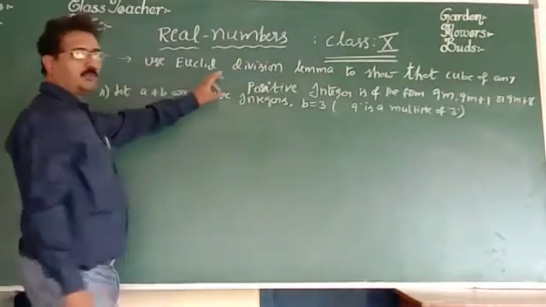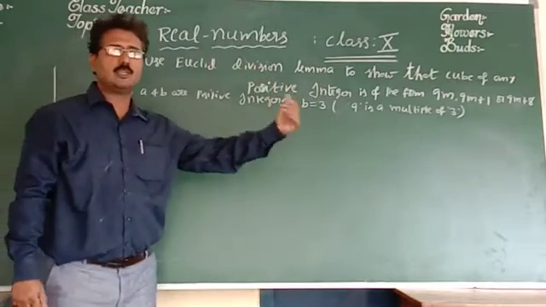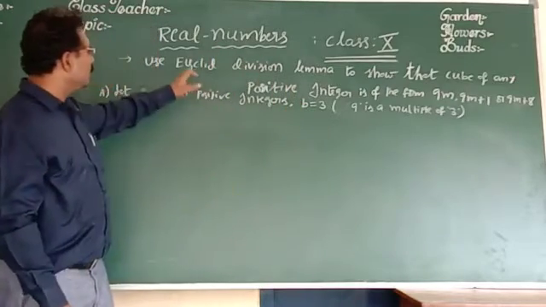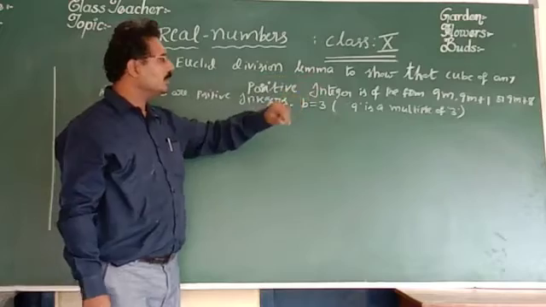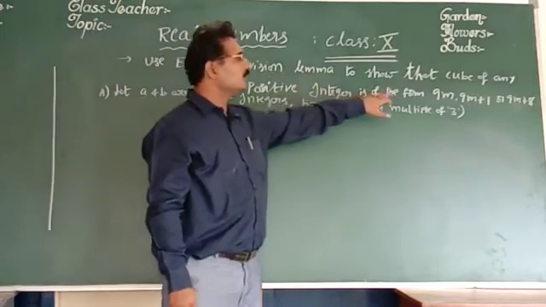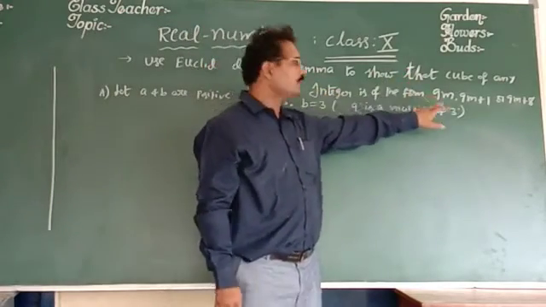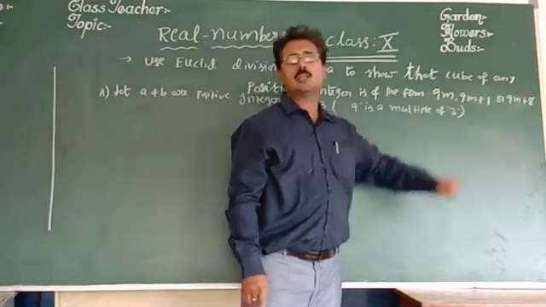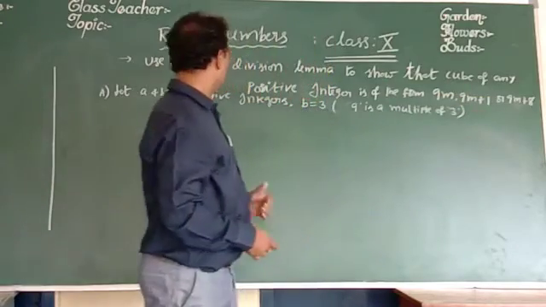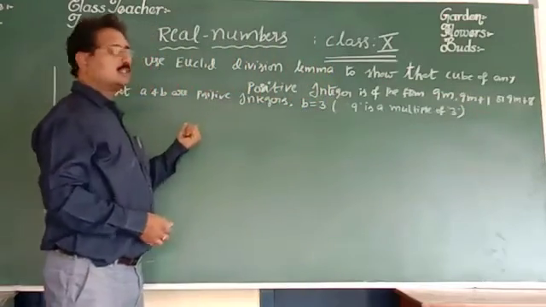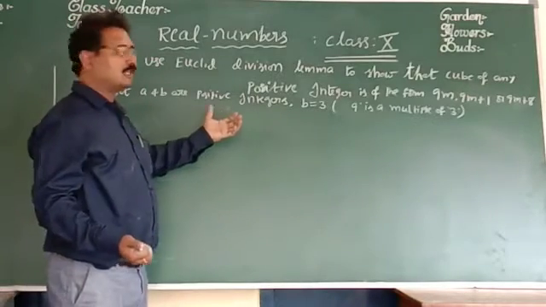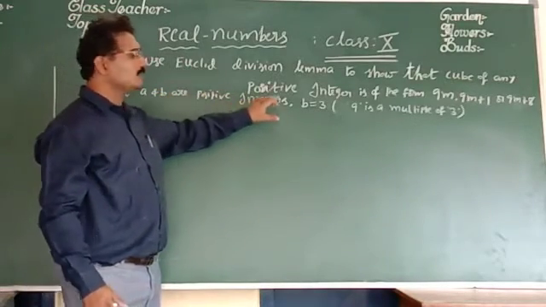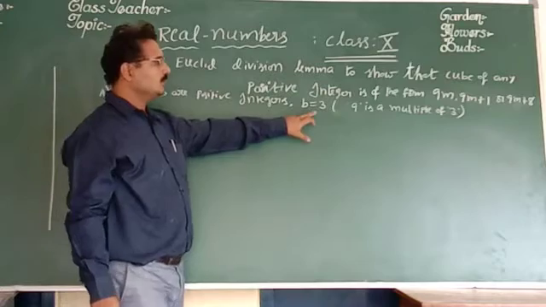Yes, one more important question after the previous one, the square of any positive integer. Now use Euclid division lemma to show that the cube of any positive integer is of the form 9m, 9m plus 1 or 9m plus 8. Now let a be our positive integer and b is equal to 3, by the common process of Euclid division lemma.